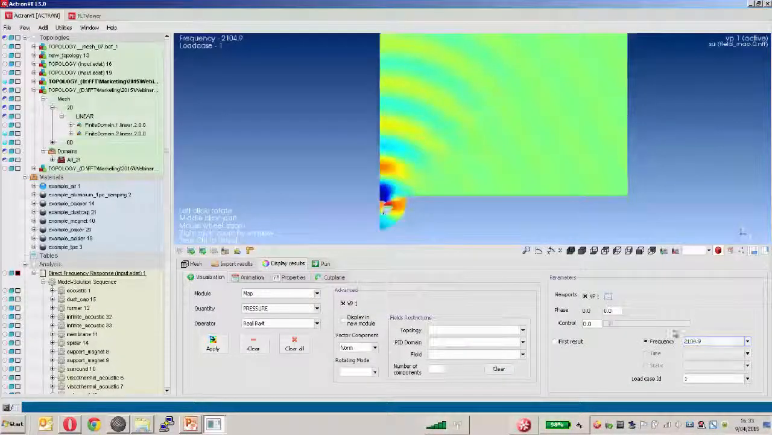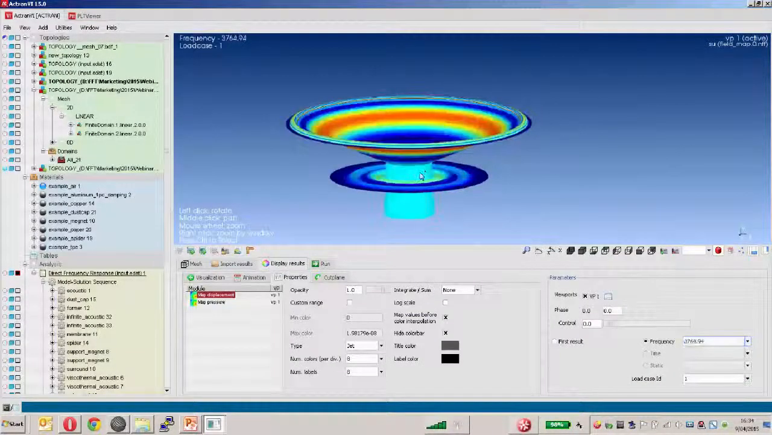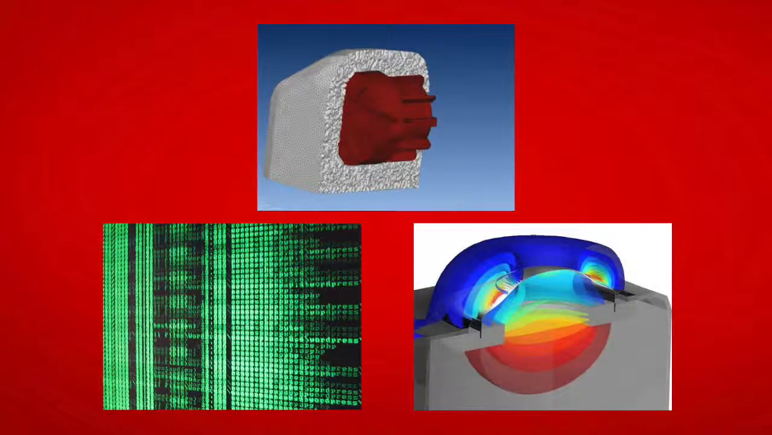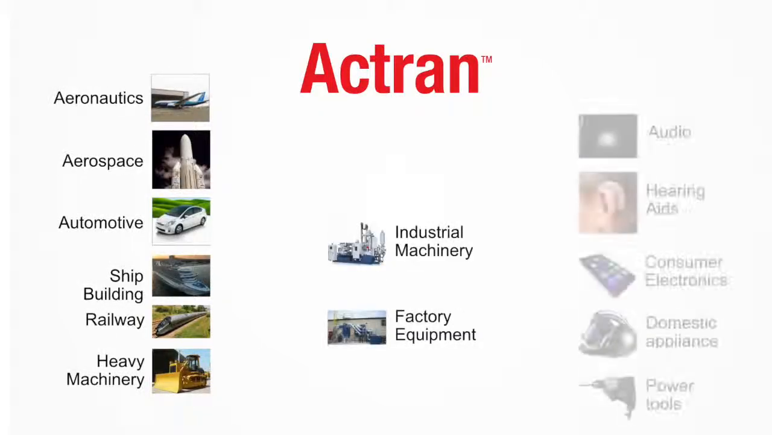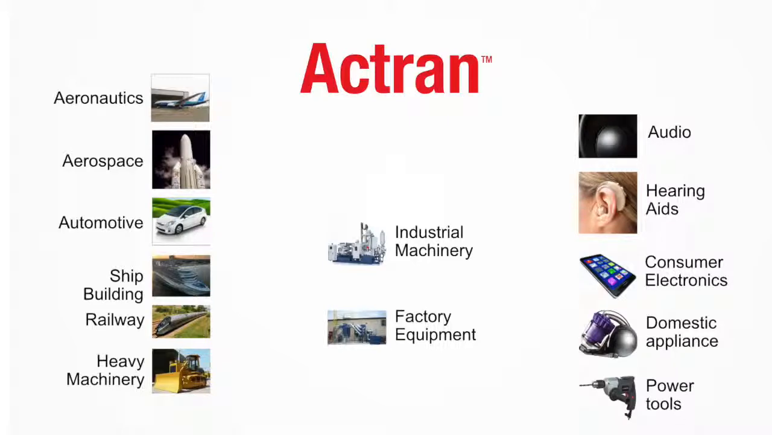This is a finite element code, so the typical simulation process starts with CAD geometry. The model is computed, then post-processed. Actran is widely used in many applications, ranging from aeronautics and automotive to industry machinery, hearing aids, and consumer electronics.